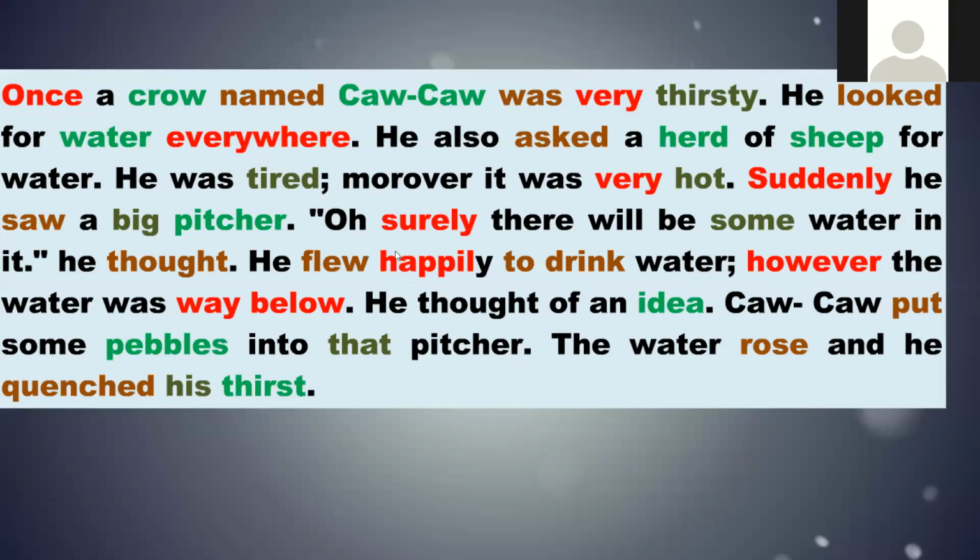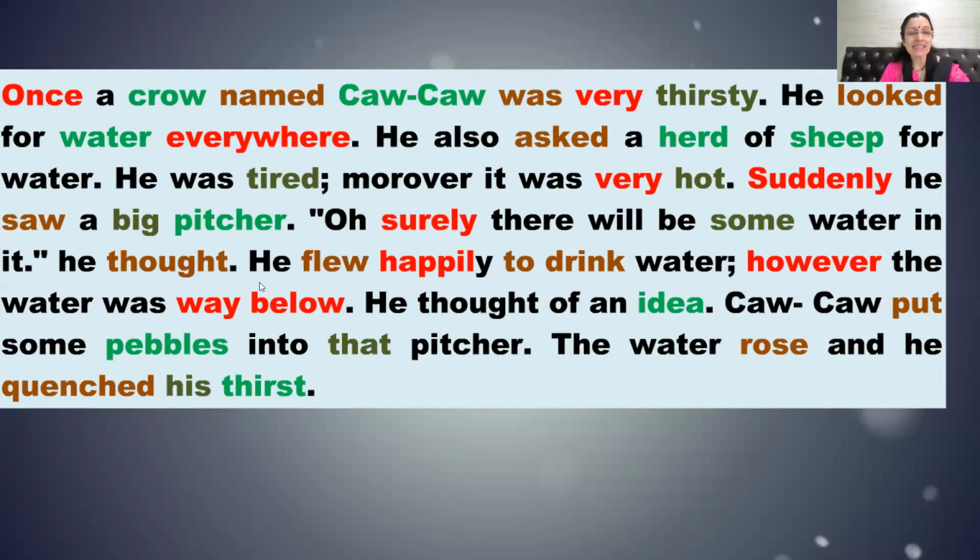Adverbs. The red highlighted ones are adverbs. Yes, let's look at the green. Crow, Coco, water: nouns. They are nouns. Okay, let's look at the brown. Named, was, asked, to drink: verbs.